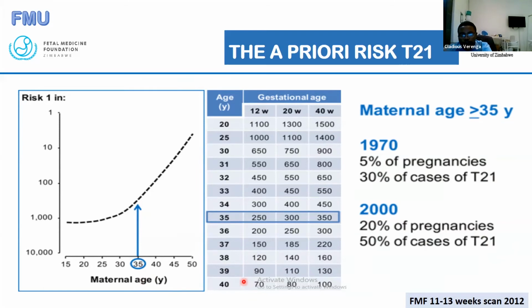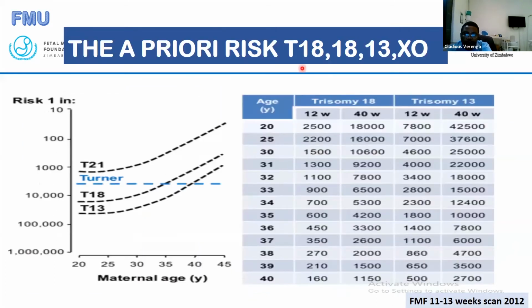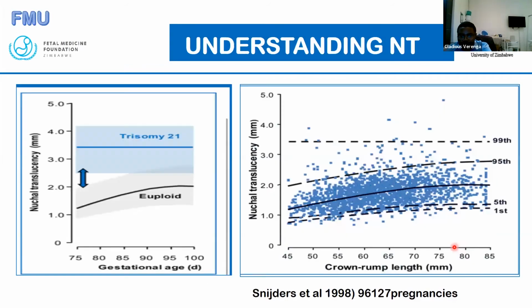Then what should we use? This is to show you how the other abnormalities perform, that is trisomy 18 and 13. But I'll just jump this because it is self-explanatory, the same way I have said it before. This I have already explained, and this one I have explained.